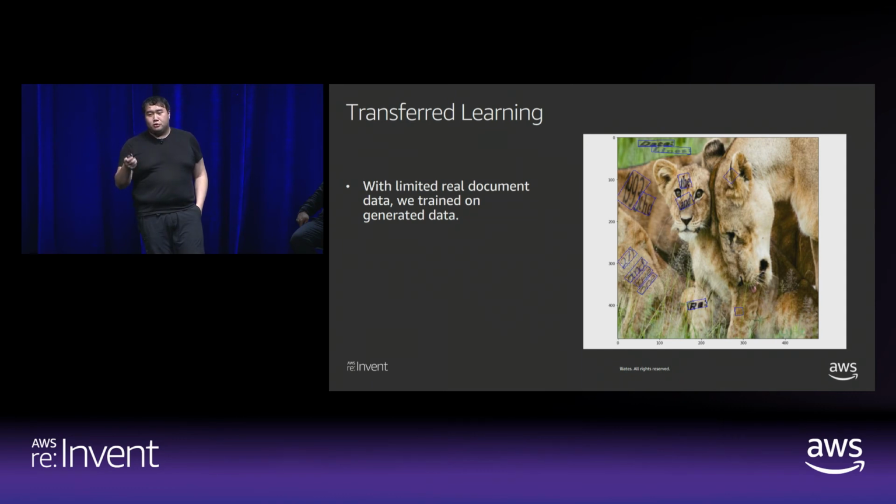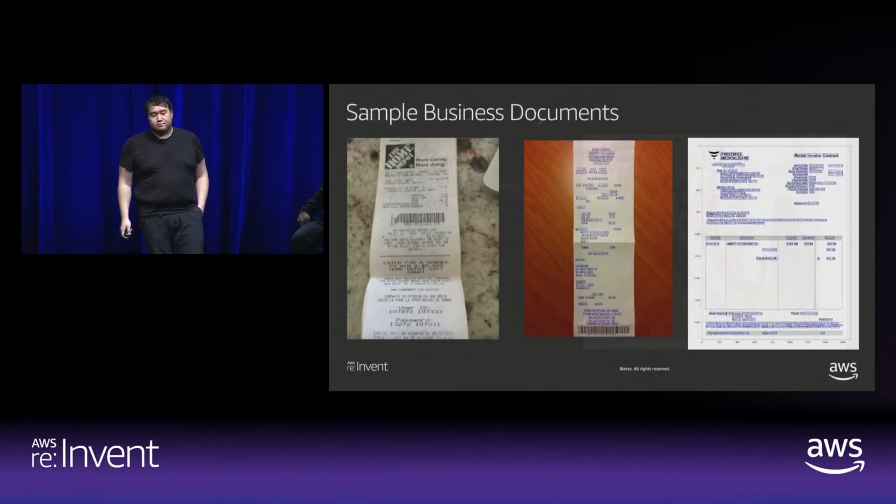And then we fine-tuned on the 40K, 50K of real data that we have. So these are the examples of real data that we're dealing with.